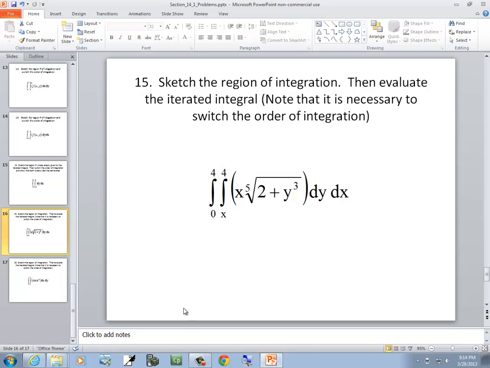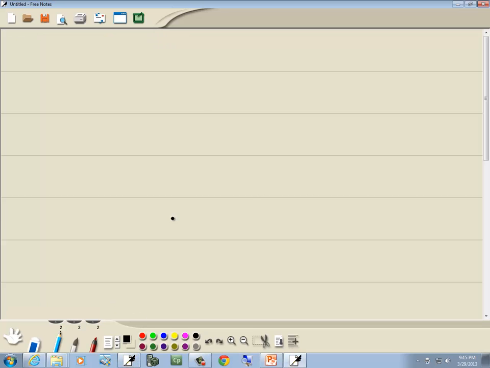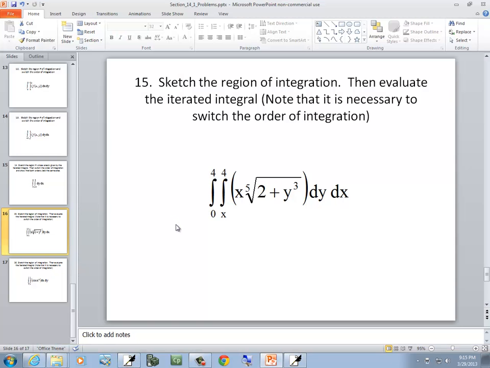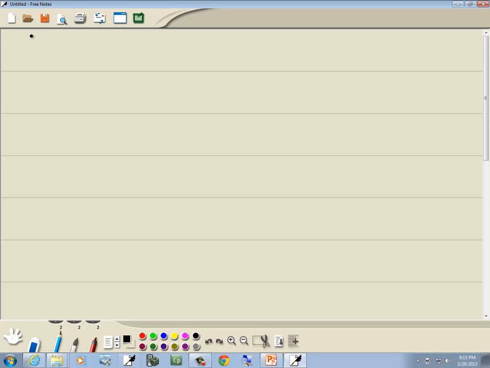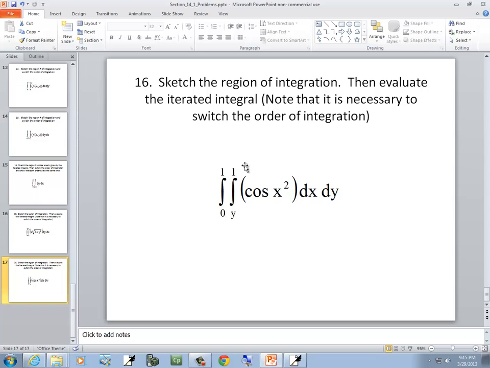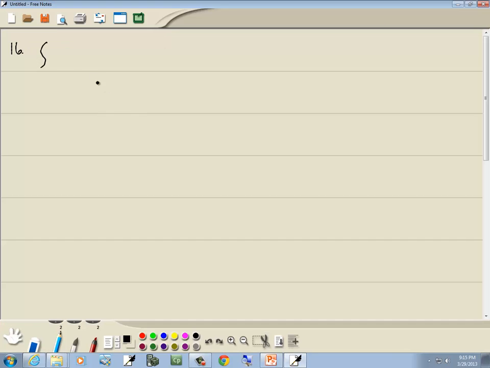And time for that to blow up, so I'm going to bring up another copy. And let's look at this one. So the outer one is the y, so y is equal to 0 to y is equal to 1. And then the inner one's the x, so x is equal to y to x equals 1. Cosine of x squared dx dy.